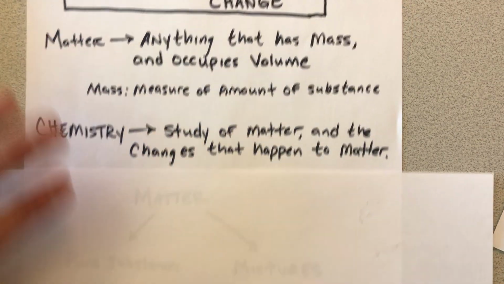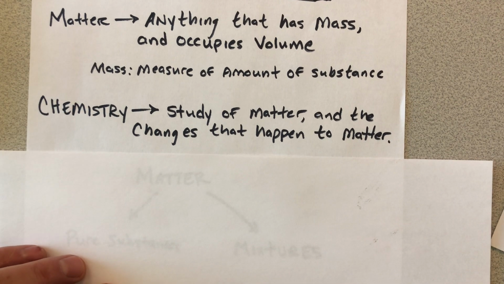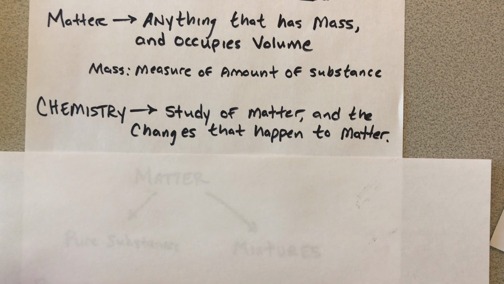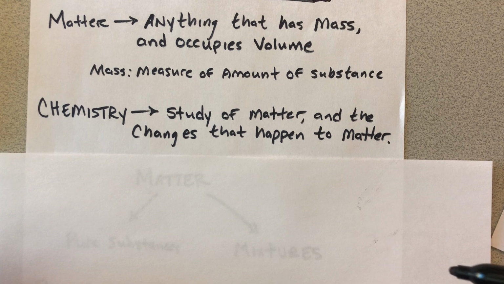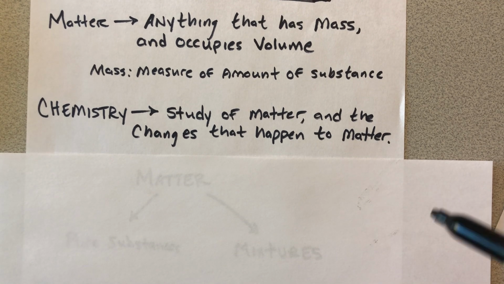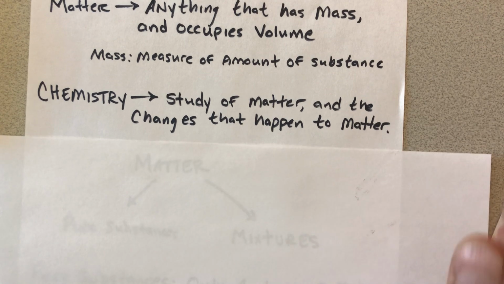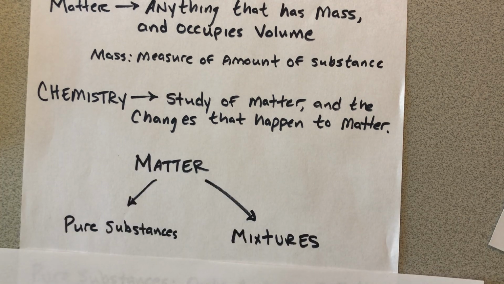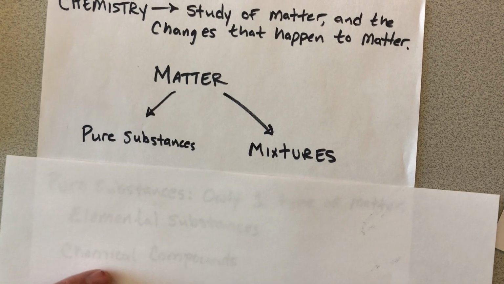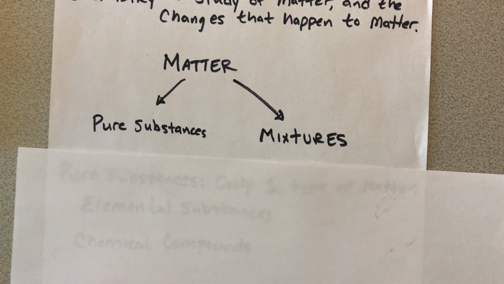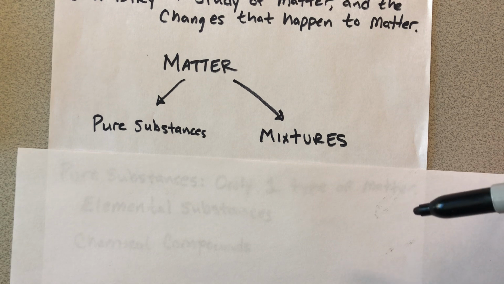All right, and chemistry is the study of all of that matter. It's the study of matter and the changes that can happen to that matter. Those changes are the cool part of chemistry. So matter can be broken down into two basic categories. We can have pure substances or mixtures.